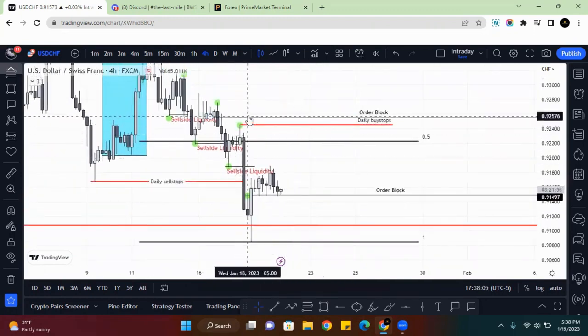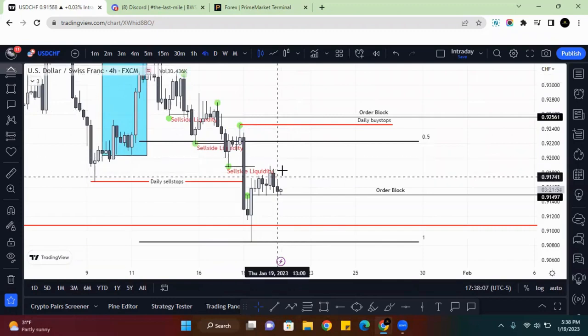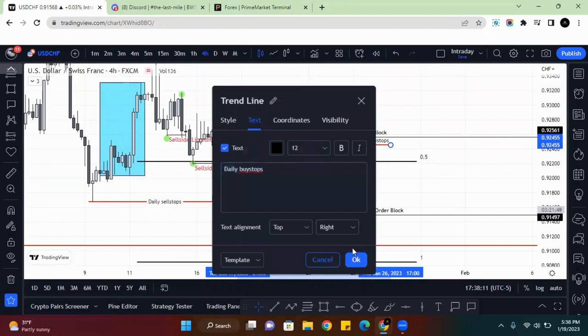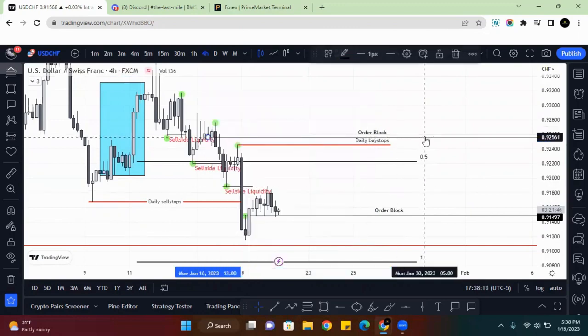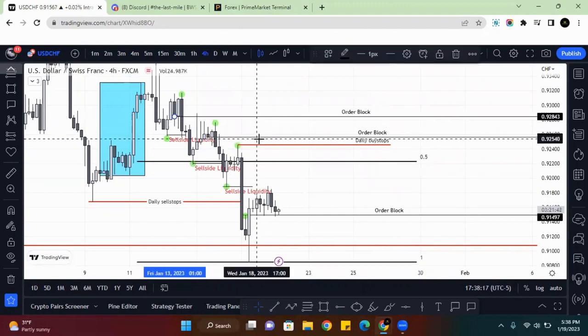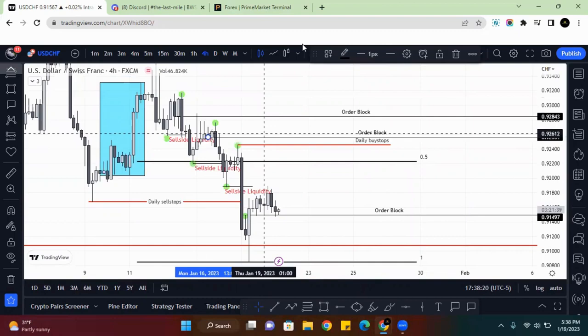So as for the short here, because the USD Swiss franc is obviously short, I would wait for price to take out this liquidity and count on this order block to be respected. And if this order block doesn't get respected, this one for sure will be respected. But I do believe this one will be respected because it's the one directly above liquidity.